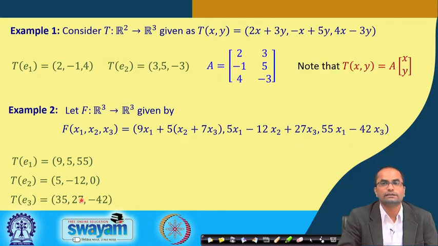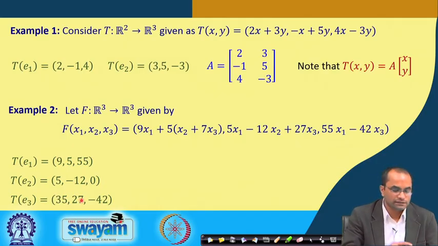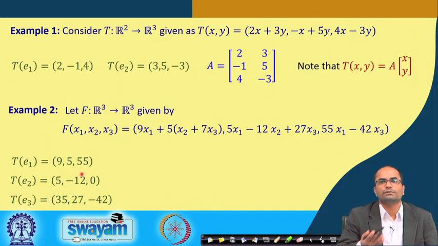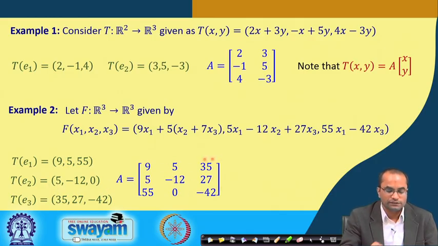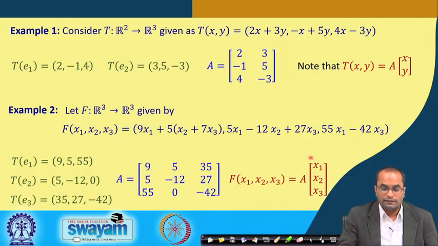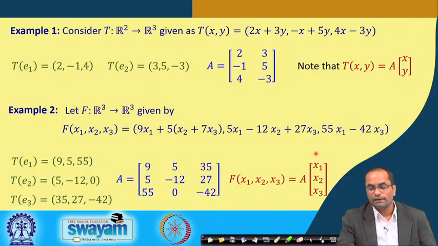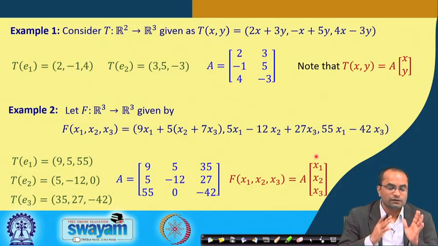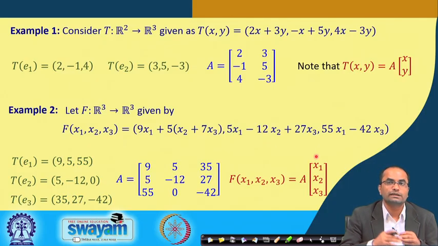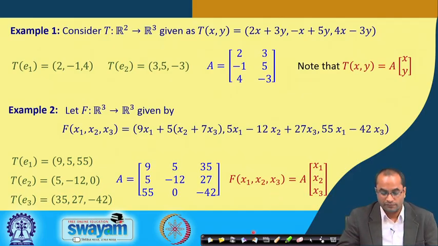T(e2) and then T(e3) we can apply on the standard basis, and then we can place them in the columns. That will be exactly our matrix here: (9, 5, 55), (5, -12, 0) and (35, 27, -42). So, we have the matrix A, and that will define the given linear map as this matrix vector product. Again, working with matrices is much easier. So, this is one way where we can represent a linear map with the help of matrices.